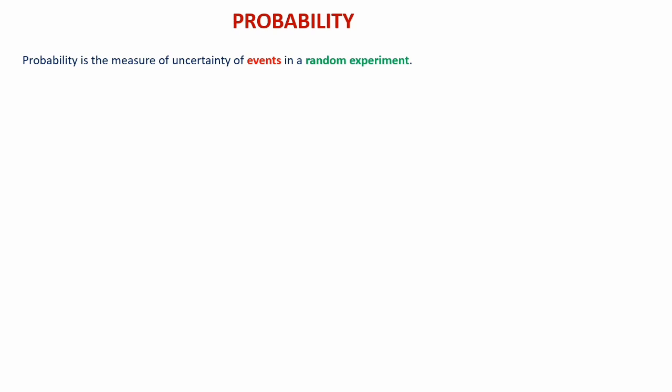Here, probability is the measure of uncertainty of events in a random experiment. A little bit of modification in the definition. Probability is the measure of uncertainty of events in a random experiment. Here there are some terms which we need to identify very clearly. That is uncertainty. Uncertainty in the sense something which is not certain or not sure. Events. Events means the result of a random experiment.